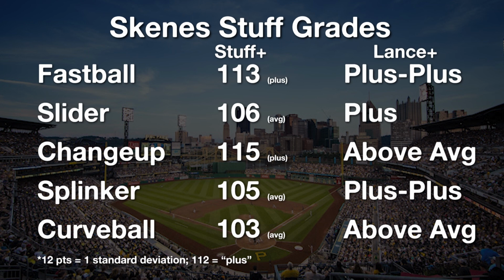Stuff models have Skenes with 4 near plus pitches and 1 average pitch in his curveball. The velo is driving a lot of the grades here, which again is totally fine. I think the fastball and Splinker, as I said, are plus plus. The slider to me is plus. And then the curveball and changeup are probably more average to above average. This is an elite 5-pitch mix with command. It's really impressive.